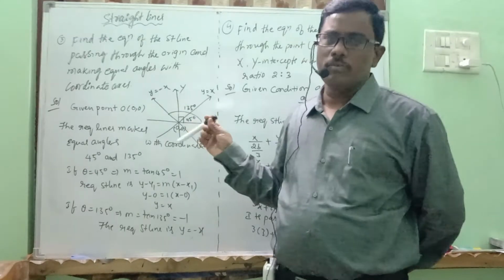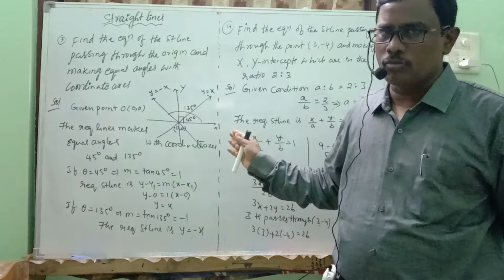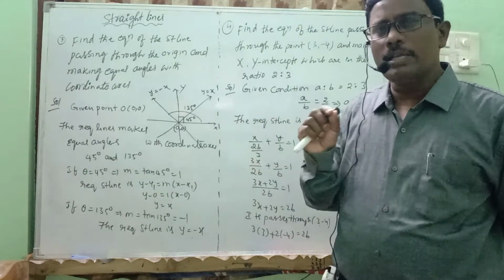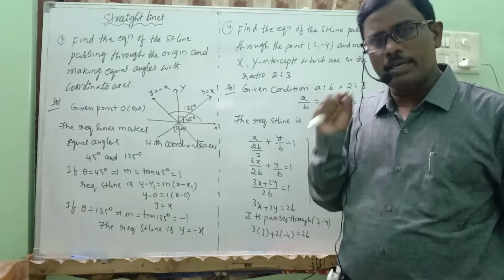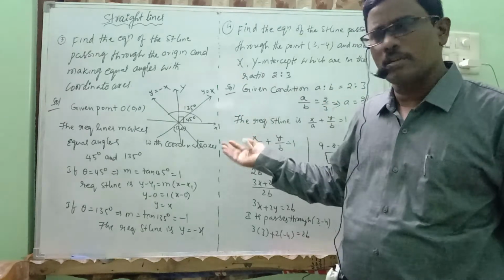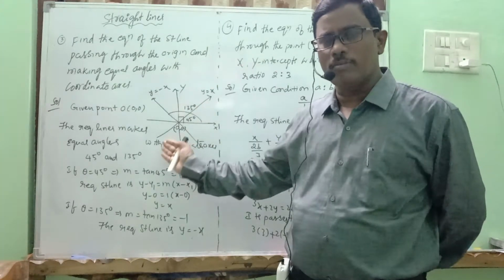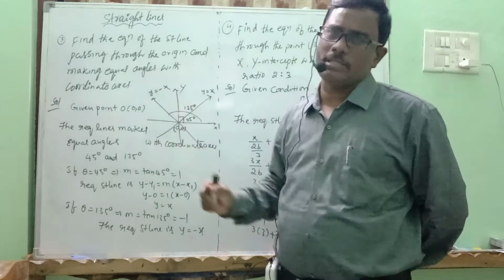Okay, very important. One year it was asked for 4 marks, one year asked for 2 marks. Making equal angles with the coordinate axes, 45 degrees and 135 degrees, passing through the origin. One angle is acute, one angle obtuse. This is y equal to x, this is y equal to minus x.